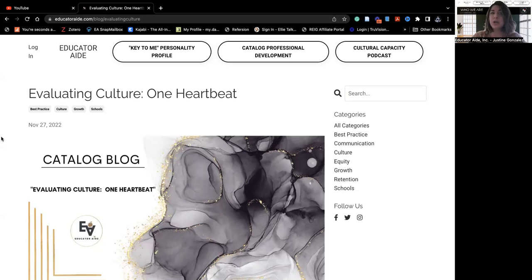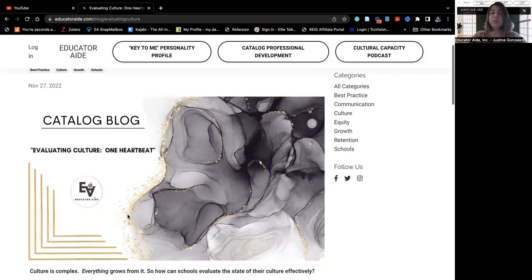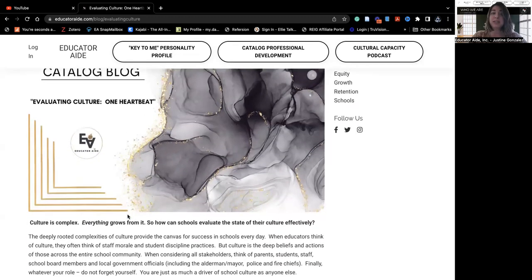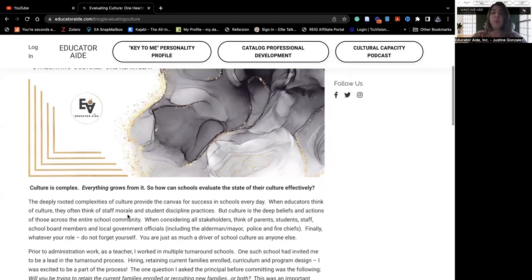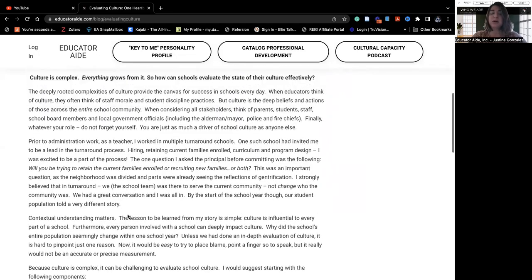It's such a huge concept, and so many organizations I get the opportunity to work with, they're doing so many things really, really well. And so often when they come to our team at Educator Aide, individuals or entire organizations are asking, how can we make the culture better? This is what's happening.